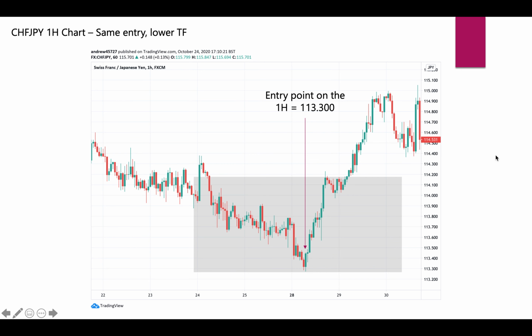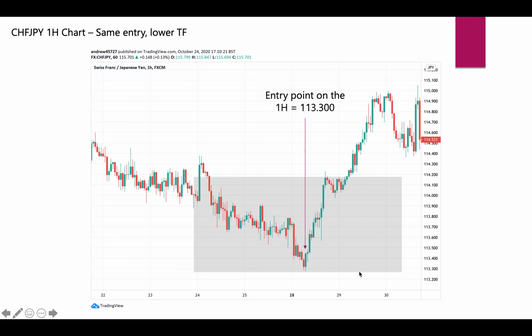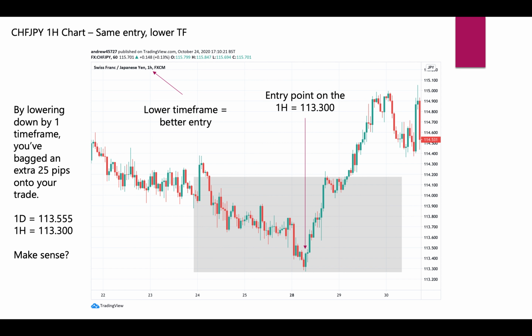So our entry point on the 1 hour is now 113,300 on this candle. And if we go prior, our entry is 113,555. So literally just by lowering one time frame, we've already got a better entry point. Lower the time frame equals a better entry. So by lowering one time frame, you've bagged an extra 25 pips onto your trade. On the daily, 113,555. The 1 hour is now 113,300. Okay, does that make sense to you guys?